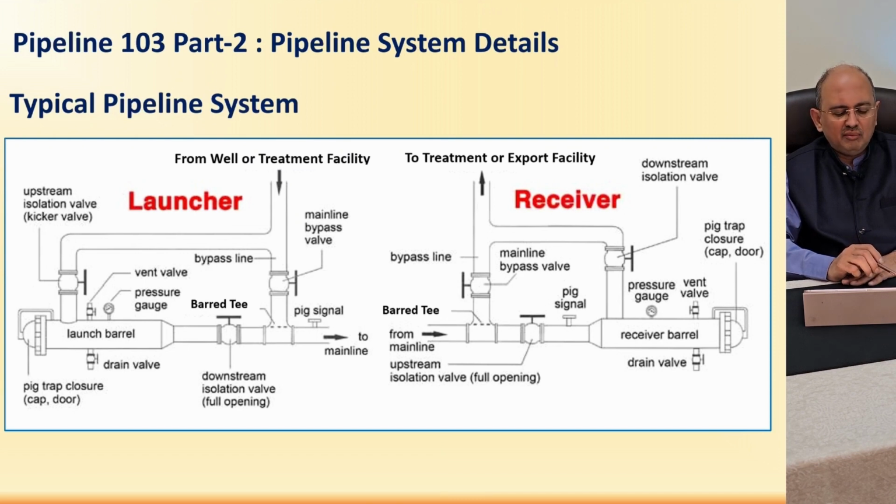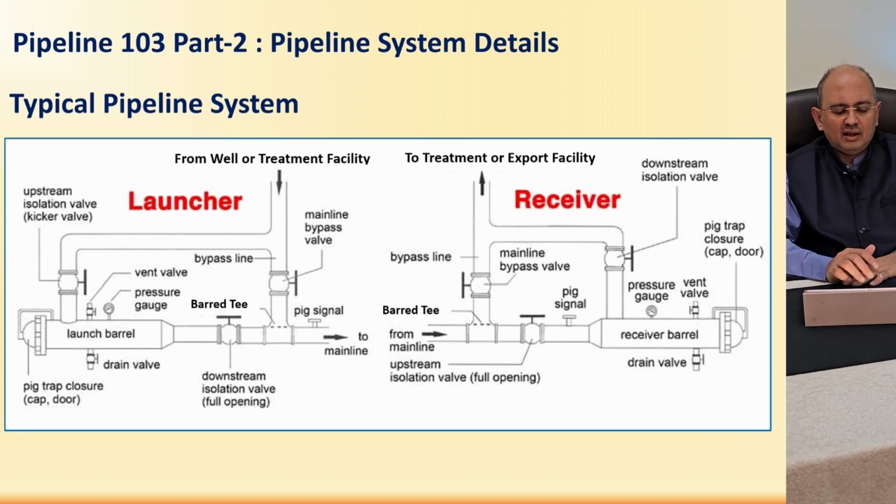So you can open the pig trap closure end cap. By opening that, you insert the required pig that you want to launch in the barrel. You close the end cap, or the end closure. Then what you do is, there is a kicker valve shown.